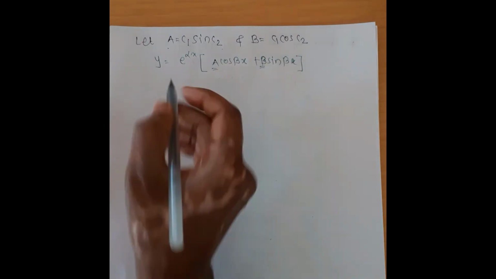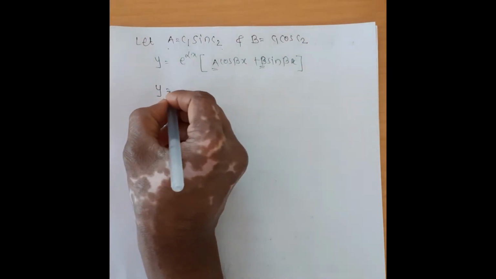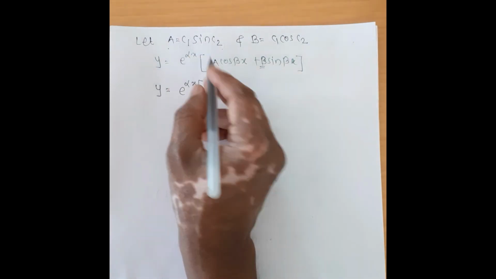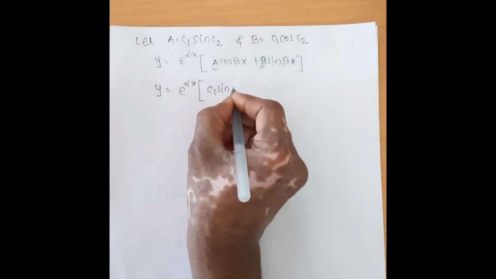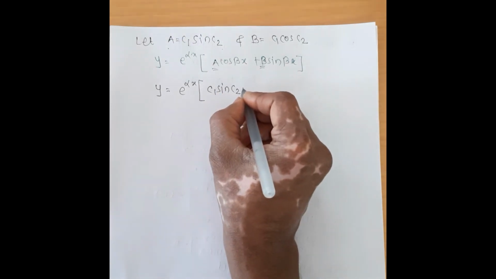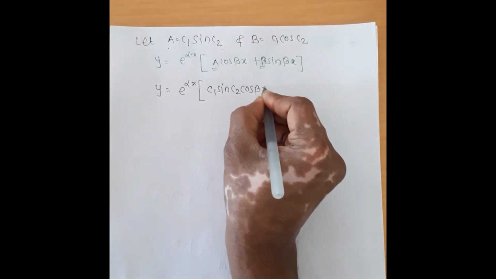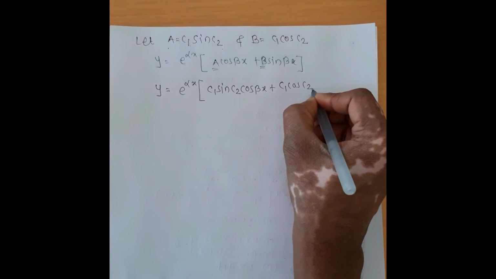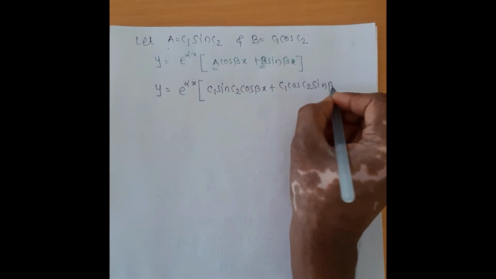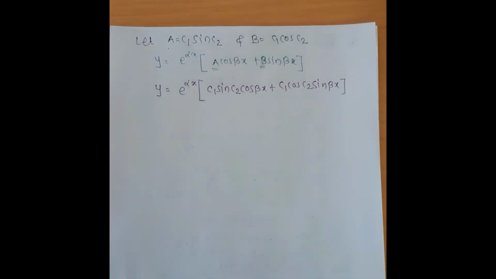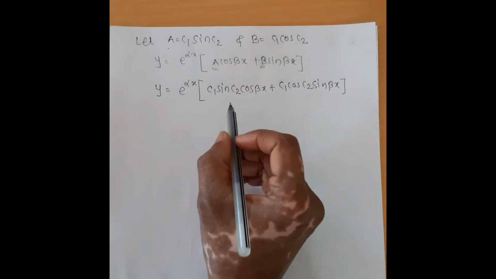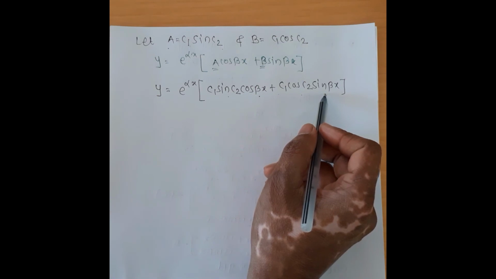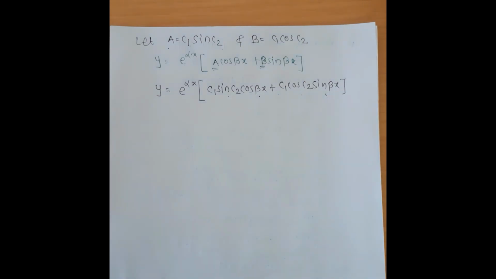So we get y is equal to e raised to alpha x, outside of the bracket as it is. Value of A is what? C1 sin C2, C1 sin C2 cos beta x plus value of B, C1 cos C2 sin beta x. And you know what is this? Sin A cos B plus cos A sin B. It is the formula of sin A plus B. Okay, so we write these equations.